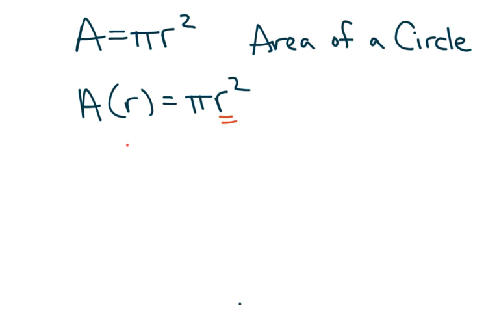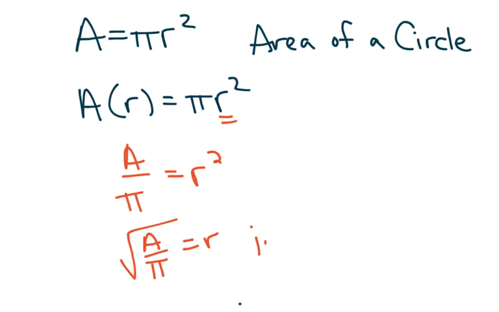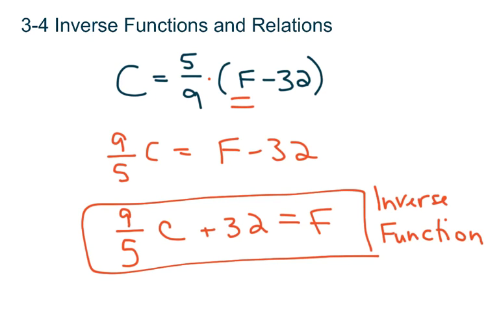In order to solve it for R, first I would have to divide by pi. And then to get rid of the square, I would square root the other side. And this would be the equation of the inverse if I knew the area and I wanted to find the radius. Now, unlike a previous problem, when I take the square root here, I'm not going to write plus or minus. In a problem towards the beginning of the video, I did put plus or minus. Let me ask you this question. Can you have a negative radius? I think not. And so that's why I don't use it. And that is inverse functions and relations.